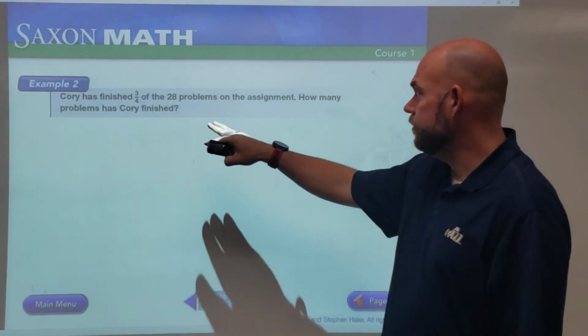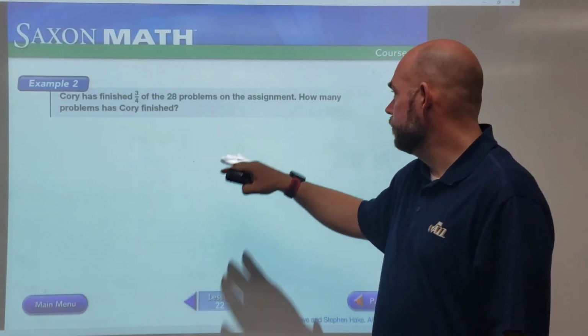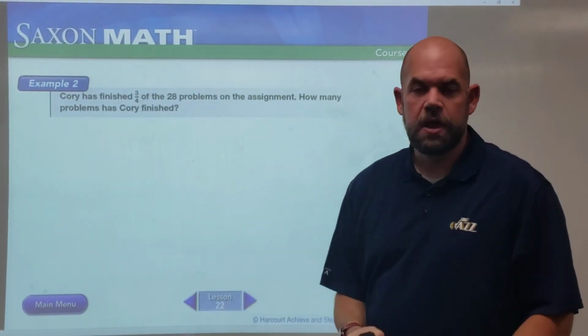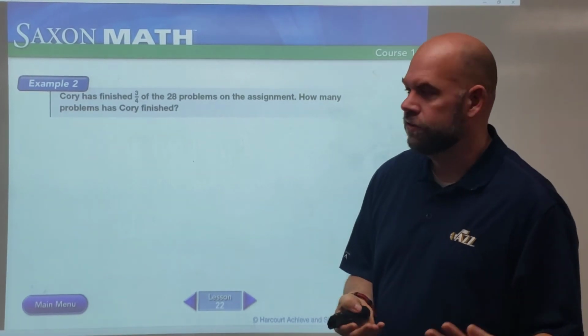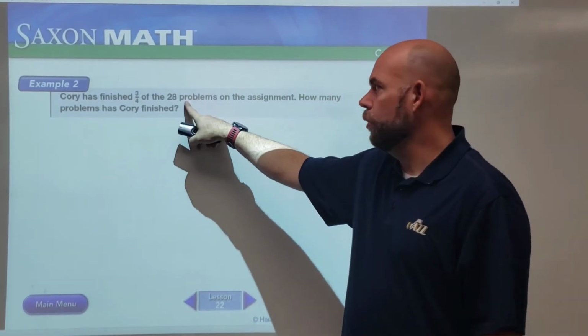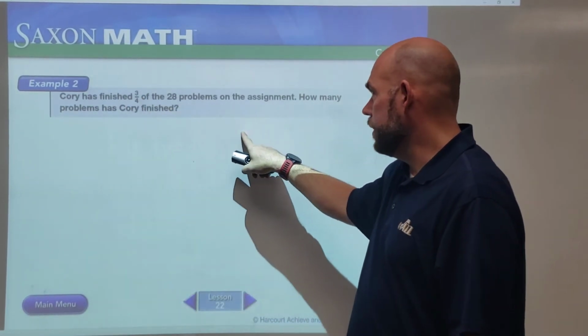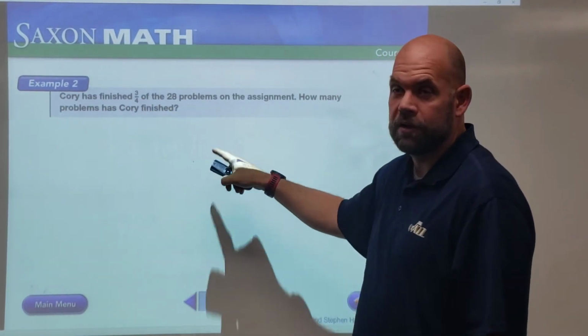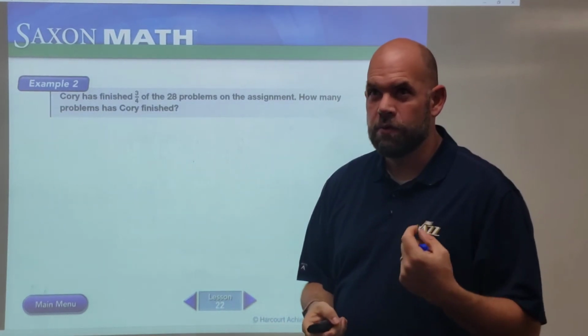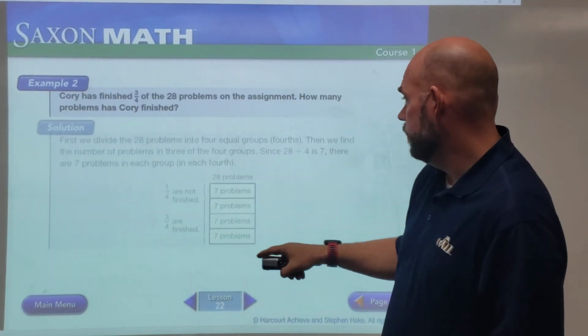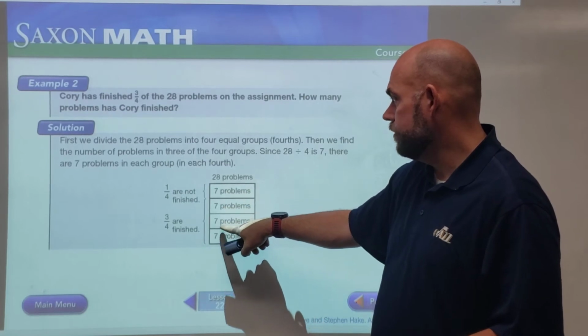All right, Corey finished 3/4 of the 28 problems on the assignment. How many problems has he finished? This is a great one. We have problems like this all the time. So 28 is the total. 4 is the number of groups. So we'll just take 28 and we're going to put it in 4 boxes. So 28 divided by 4 means there's going to be 7 in each box. So we say 7 problems for each of the boxes.